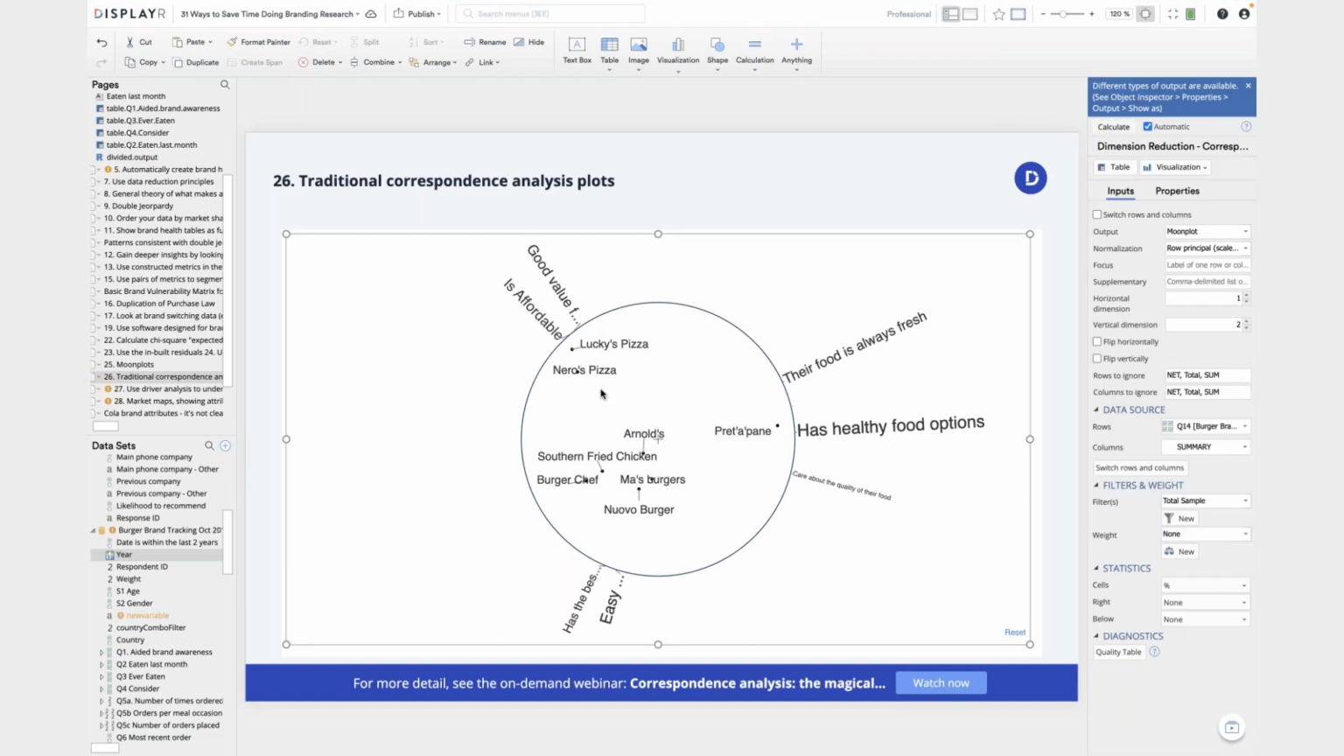And now the way I read this is I can see that Lucky's and Nero's are close to good value and affordable, whereas Pret is about having healthy food options. So we're very quickly getting a summary from this data.